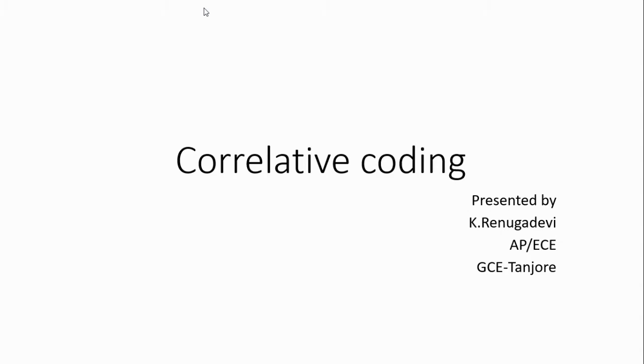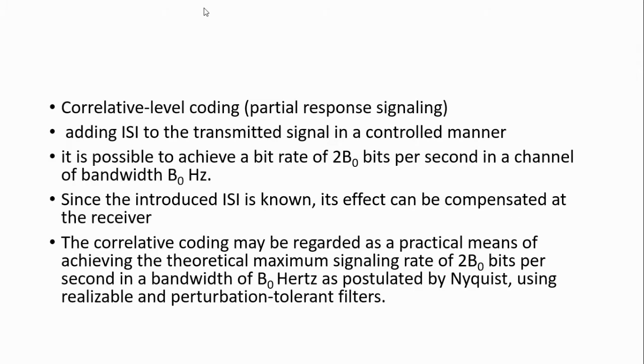Hello learners, in this video we are going to see correlative coding. The other name of correlative coding is partial response signaling. Correlative coding is nothing but adding ISI to the transmitted signal in a controlled manner. That means adding the intersymbol interference to the transmitted signal in a controlled manner is called correlative coding.